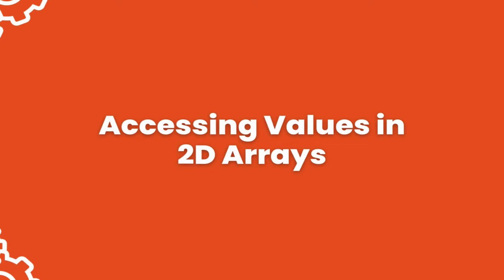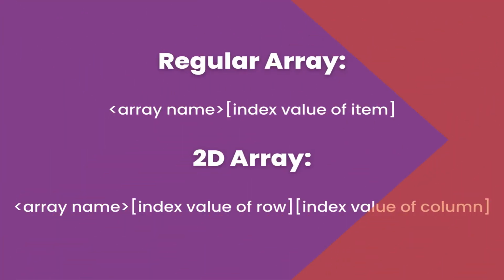Hey guys, now that you know how to create tables or two-dimensional arrays, let's learn how to access values in those tables. So accessing values in two-dimensional arrays is similar to accessing values in regular arrays, but it is not quite the same. To access a value in a regular array, you would just write the name of the array followed by square brackets, in which you would write the index value of the item that you want to access.